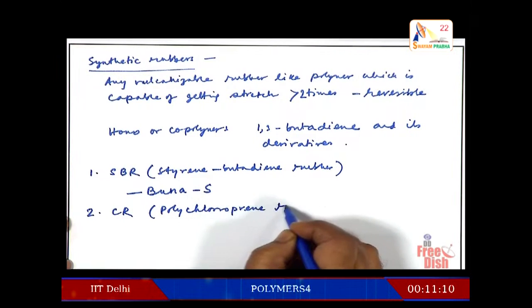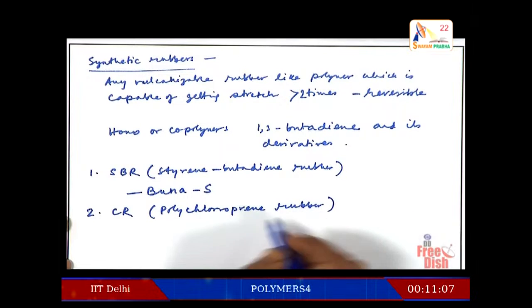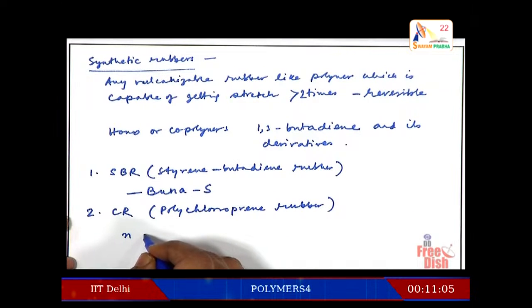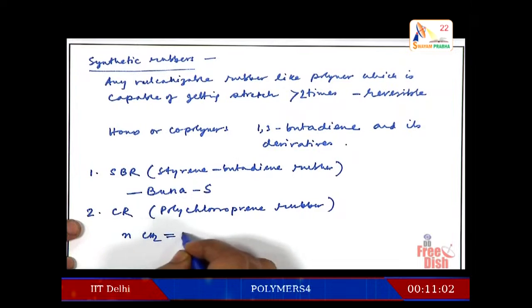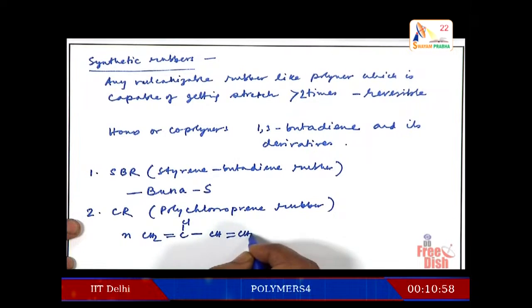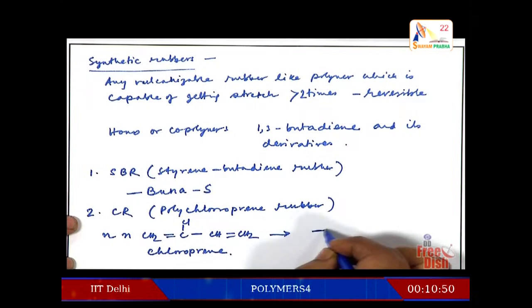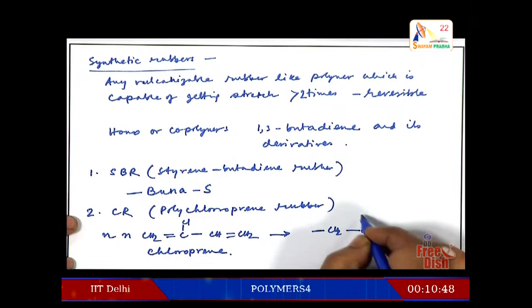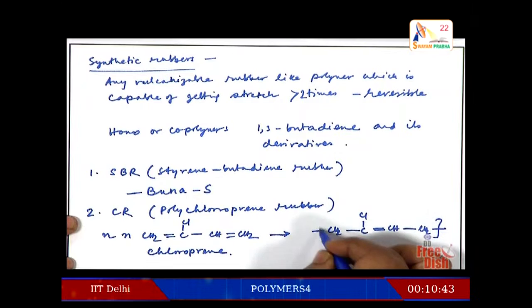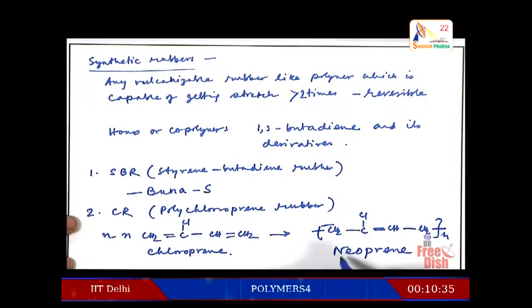polychloroprene rubber, where it is synthesized from the monomer chloroprene. So, this is chloroprene, and you can get a polymer, and this polymer is called neoprene. So, neoprene is basically polychloroprene.